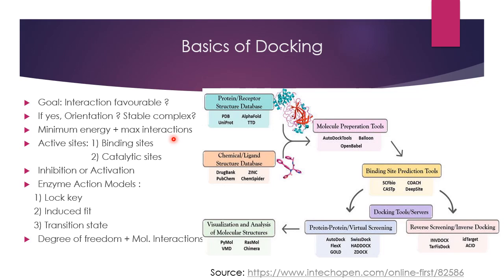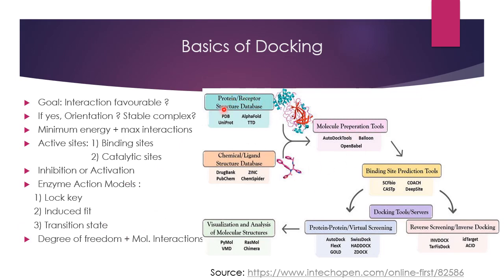When we talk about docking, taking two molecules like a protein and a ligand, there is a concept of active sites. These molecules interact at some specific points. It can be a binding site or a catalytic site. If it is a binding site, it binds to that particular position and is either activating or inhibiting. If it is an enzyme, then it will be a catalytic site, performing some specific task. As I said, there could be inhibition or activation. There are many proposed theories for enzyme action models, and these are some of them: lock and key, induced fit, and transition state. When we take docking into consideration, we can see various degrees of freedom of a molecule and the interactions. So here is the basic overview.